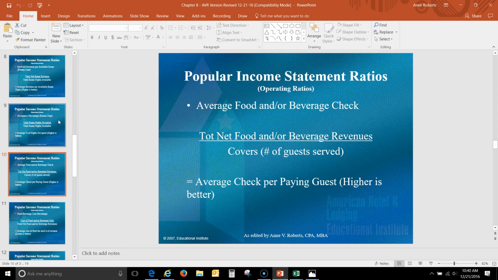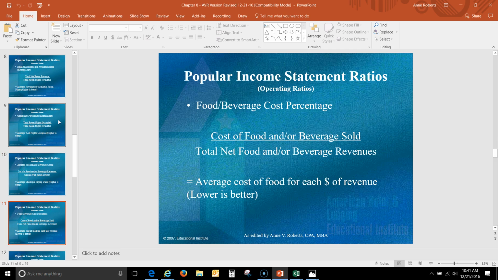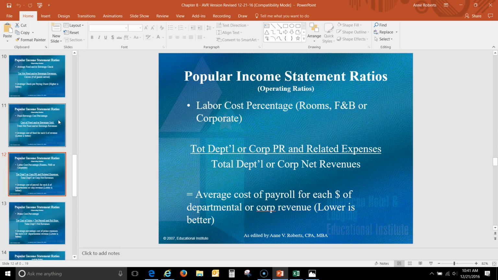Okay? When we're looking at average food or beverage check, again, we're talking about revenues per paying guest. Higher is better. The more that they're buying, the better off we are. Okay? Now, then it shifts over when we're talking about the food and beverage cost percentage. When we're talking about percentage of cost, now we want to keep costs as low as possible per $1 of revenue. So in this case, lower is better. Okay? Then we've got our labor cost percentage. Same thing here. We want to keep costs low, so lower is better here.